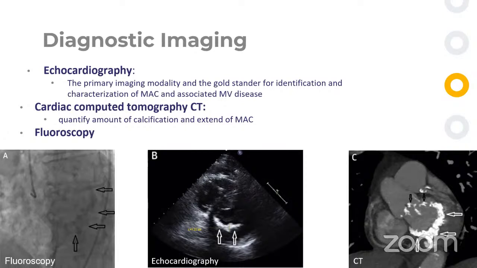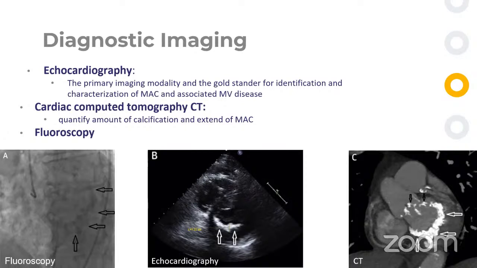Here I have 3 pictures of the same patient. She's a 76-year-old female patient. She was going for evaluation for aortic stenosis, where an incidental finding of MAC was discovered. As you can see in picture A, you can see the shadow in the coronary angio. While doing the coronary angio, they can see the dorsal calcification of the MAC.